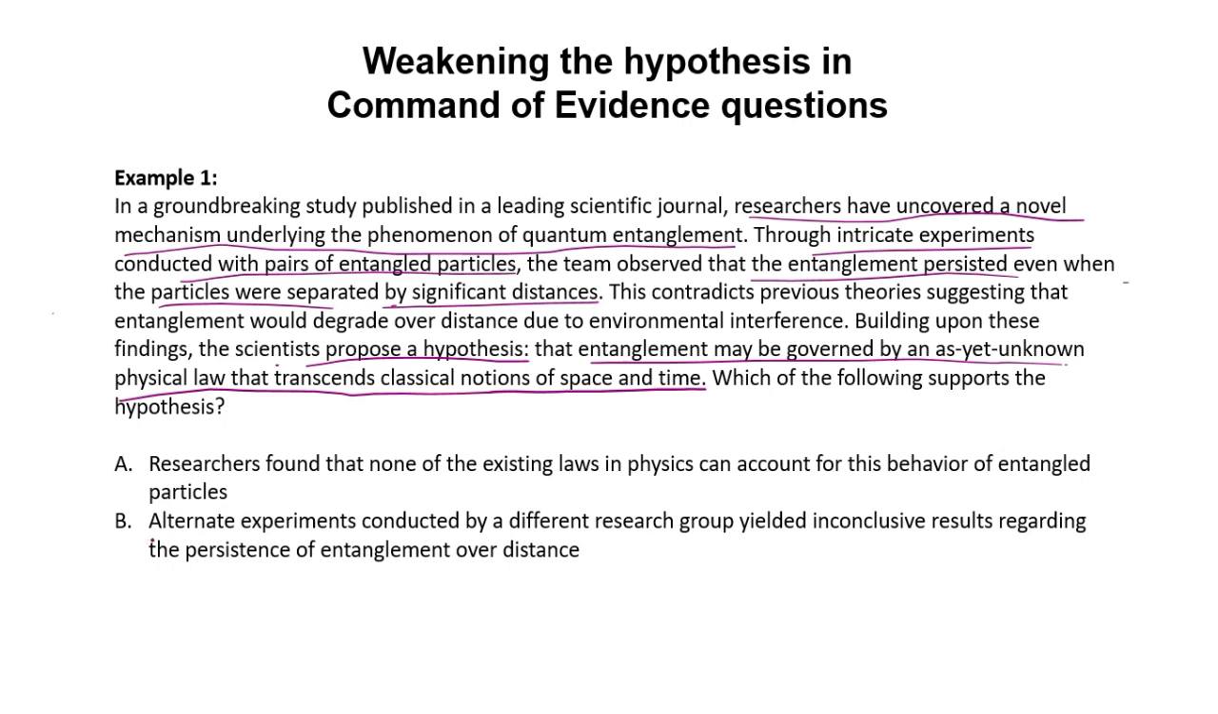Okay. Now look at the second answer choice. Alternate experiments conducted by a different research group yielded inconclusive results regarding the persistence of entanglement over distance. So this one says there are inconclusive results regarding the persistence of entanglement. But here it says in the experiment that the entanglement did persist, even when the particles were separated by significant distances. So answer choice B is clearly providing a counterexample to the example given in the text. So this one is weakening the hypothesis. So A is the right answer.